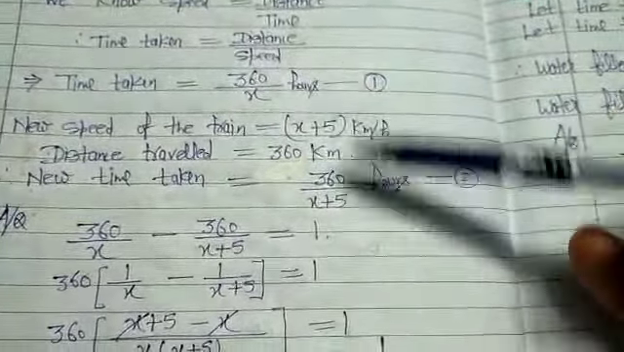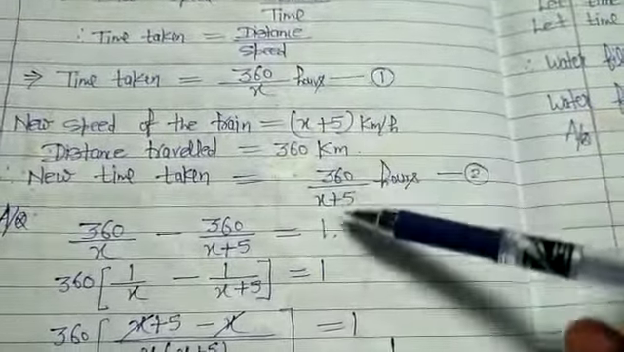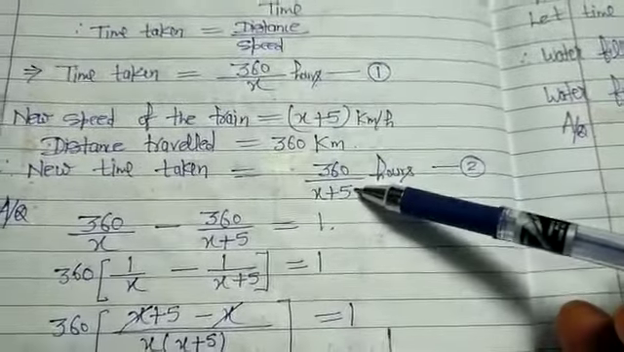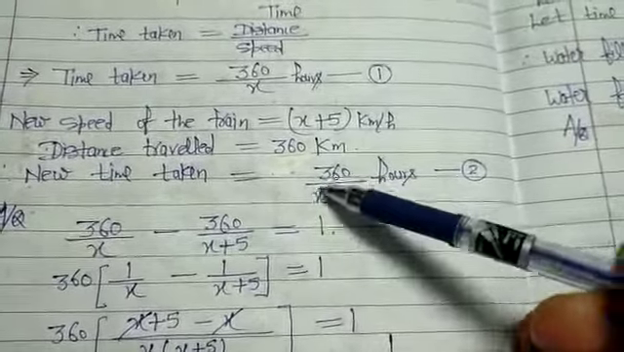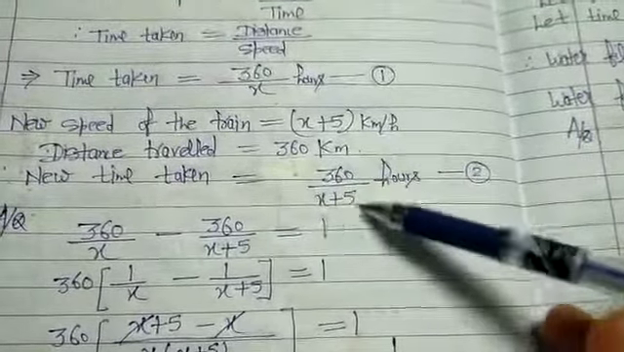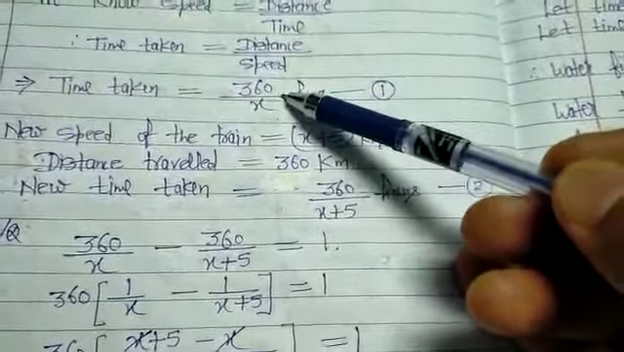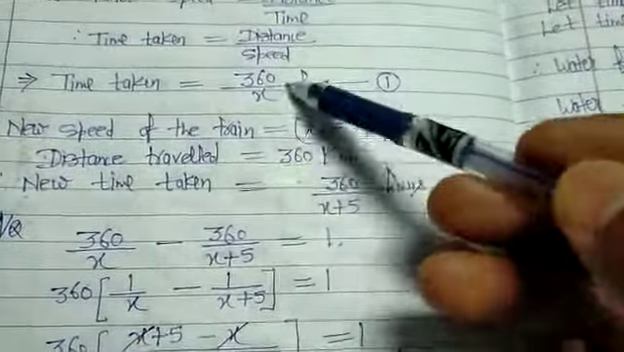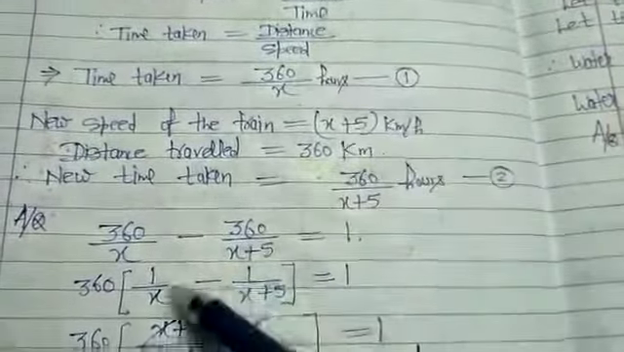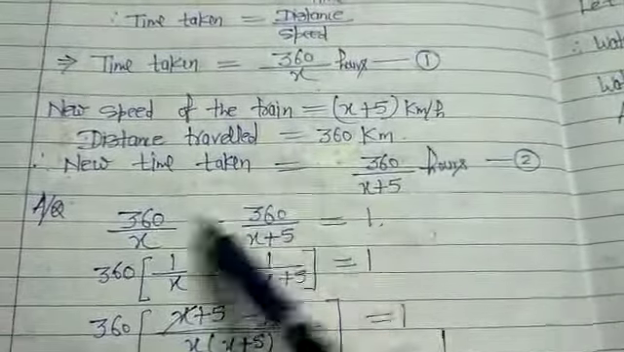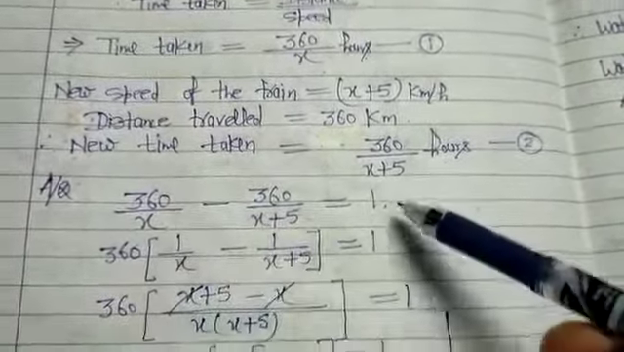So from equation number 1 and 2, we will see both the numerators are the same. The quantity whose denominator is greater is actually the smaller quantity. So here the denominator is x plus 5, it is bigger, so this quantity is smaller, and 360 upon x is the greater quantity. So the time difference between these two is 1 hour. So bigger minus smaller is equal to 1 hour. This is the bigger time taken, this is the smaller time taken. The difference between these two is 1 hour.